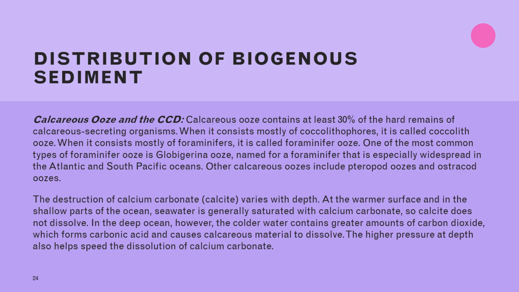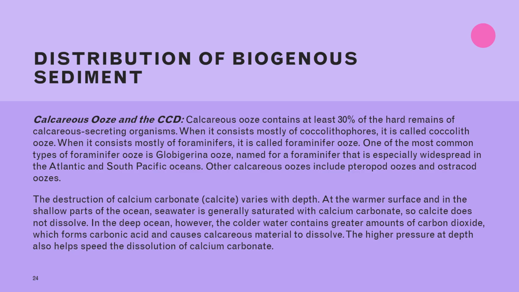Now, calcareous ooze and the carbonate compensation depth. Calcareous ooze contains at least 30% of the hard remains of calcareous-secreting organisms. When it consists mostly of coccolithophores, it is called coccolith ooze. When it consists mostly of foraminifers, it is called foraminifer ooze. One of the most common types of foraminifer ooze is Globigerina ooze, named for a foraminifer that is especially widespread in the Atlantic and South Pacific Oceans.